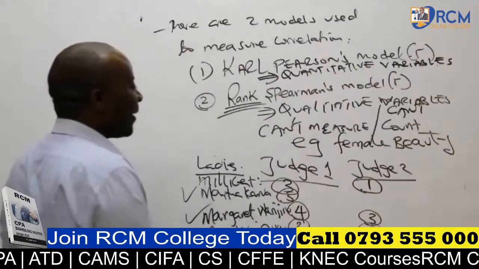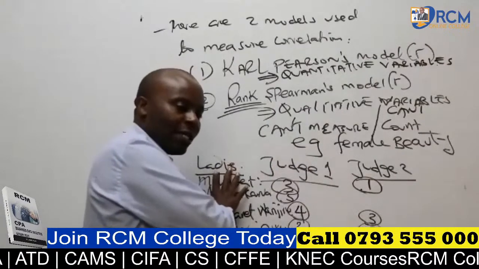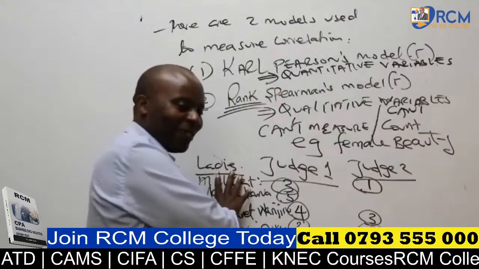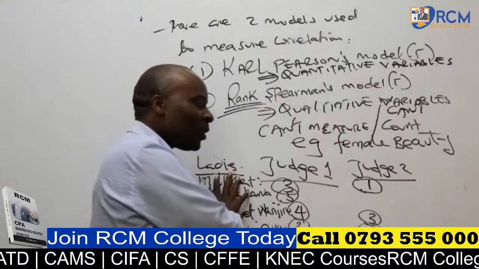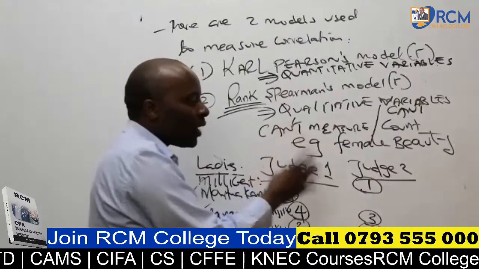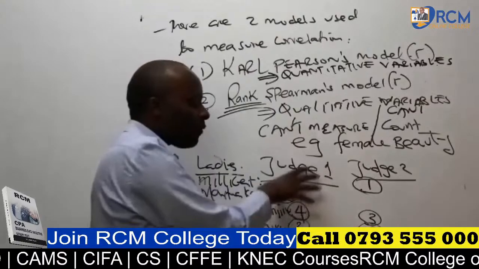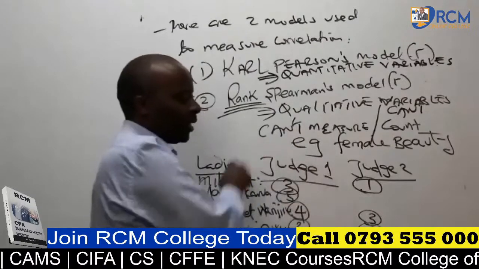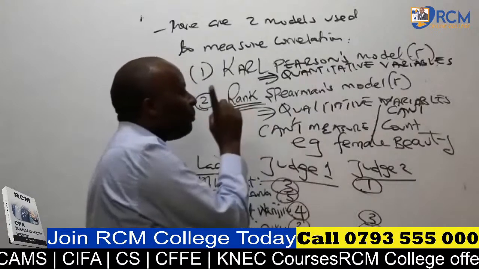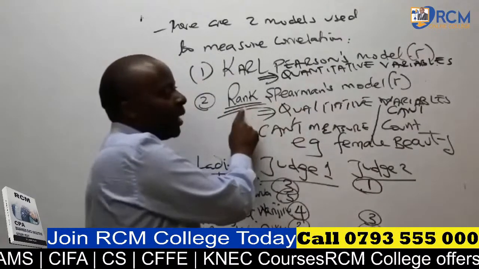We shall overcome. This is a qualitative variable. Female beauty, you can't attach a value to this. And for all qualitative variables, for purposes of measuring them, the only way is to have various judges ranking them. And if it is ranks that you have, ladies and gentlemen, then the only model you can use is the Spearman's ranks model.